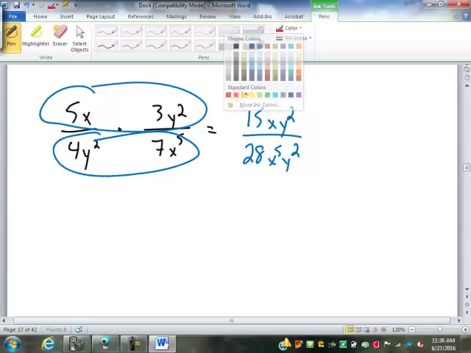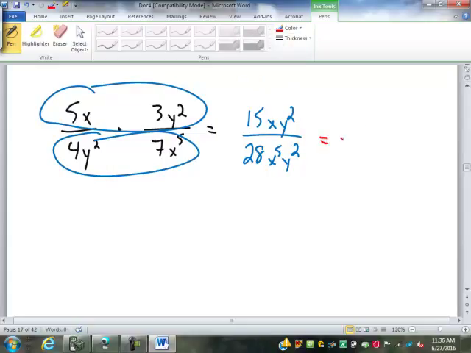At this point now, we reduce it. Is there anything I can reduce with the 15 over 28? Well, I'm writing it down already, so probably not. 15 and 28 have no common factors. Nothing we can reduce those by. But the x can be reduced how? Where's the largest power? Bottom. So that means the x is going to go on bottom.